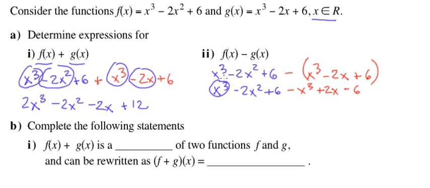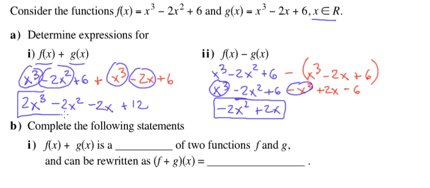And now we have x cubed minus x cubed, cancels. And then we get minus 2x squared plus 2x, and 6 minus 6 cancels as well. Not surprisingly, they look different when you subtract them. Most things do.